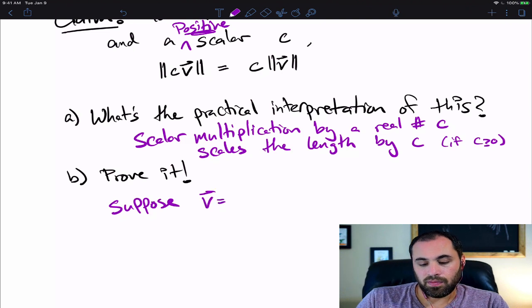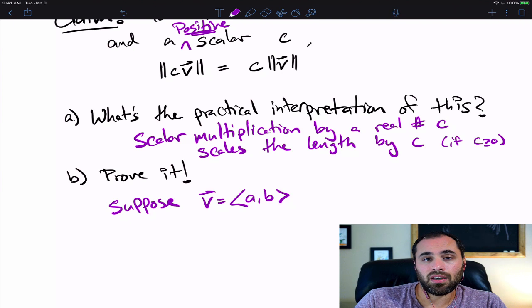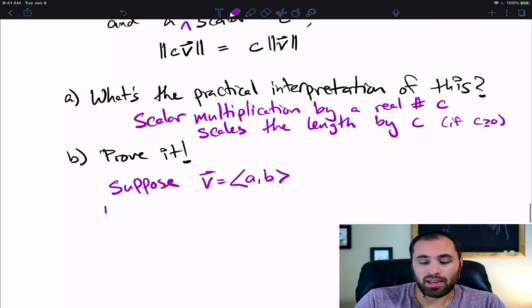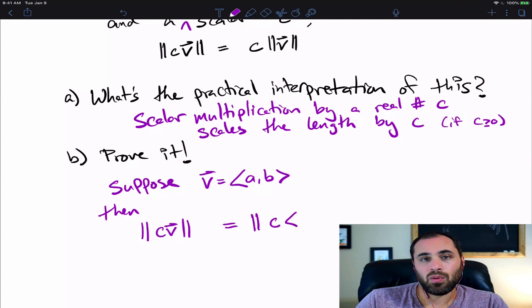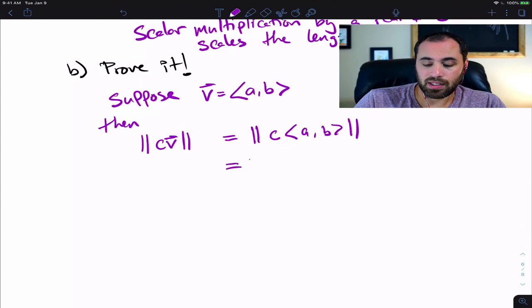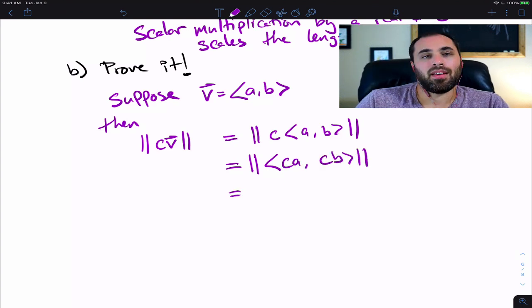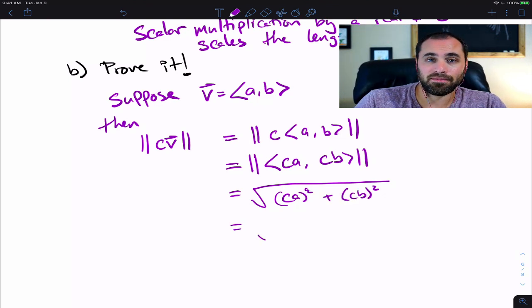So here's the steps we'll follow. We will write down the vector v in terms of its components. Let's call them a and b. And then the length of this vector on the left-hand side, c times (a, b), we can apply the definition of scalar multiplication to get the length of the vector (ca, cb). And then we'll apply the magnitude formula to find the magnitude of that vector.